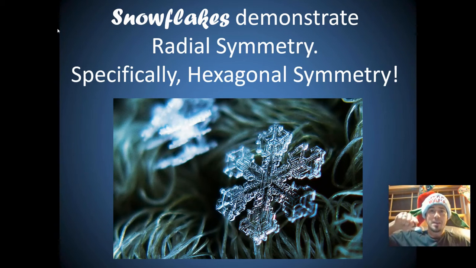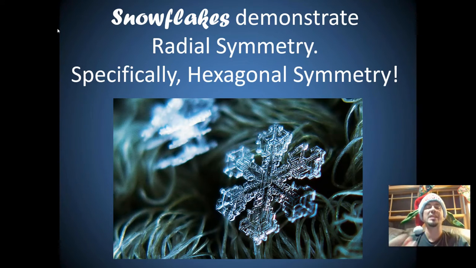Radial symmetry, well, you guys pretty much already know regular linear symmetry, like people: you have an eye on one side, you have an eye on the other side. You have an ear on one side, you have an ear on the other side. They're balanced. You see that a lot, normal symmetry or linear symmetry. Radial symmetry means they're balanced in a circle. They're balanced in multiple directions.